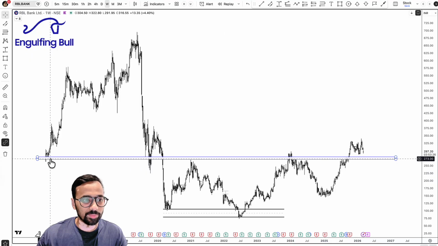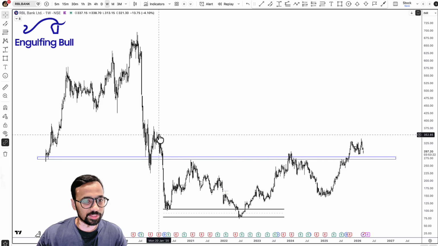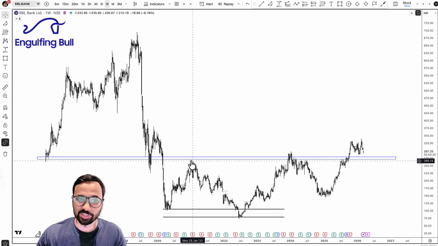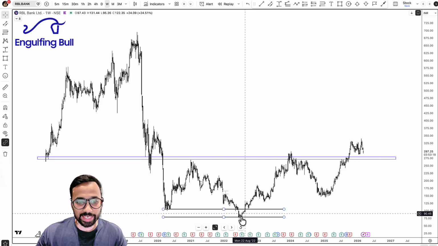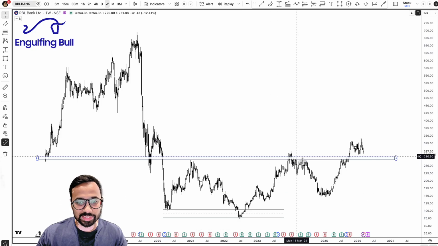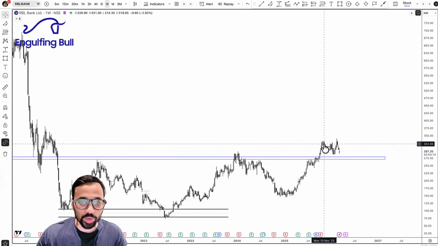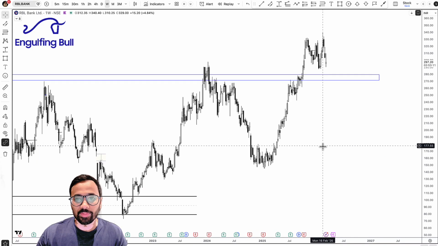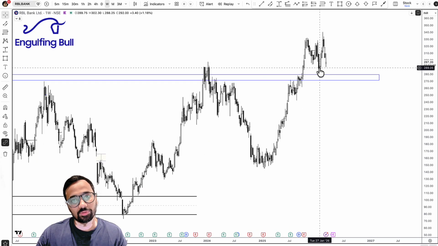So you see RBL Bank, beautiful. Started here, September 16, that's your bottom. That's a support breakout, acts as resistance, which is change in polarity. Comes back, acts as support, goes back, acts as resistance, comes back. And this time it has broken the resistance, right? Now the point here is, is it going to fall or go up?